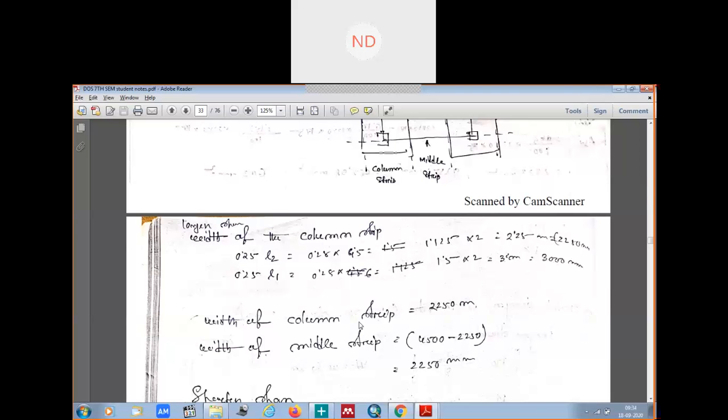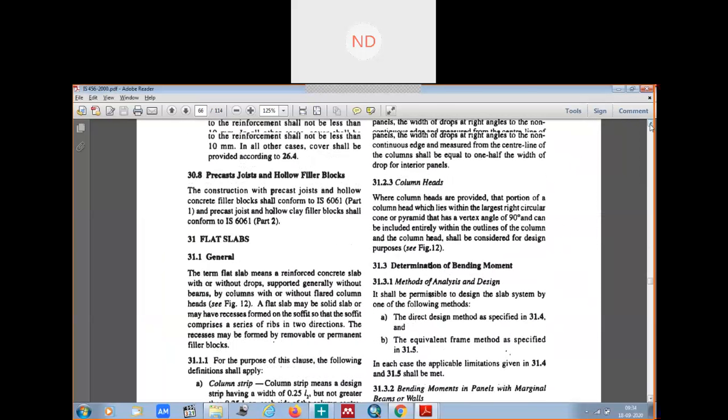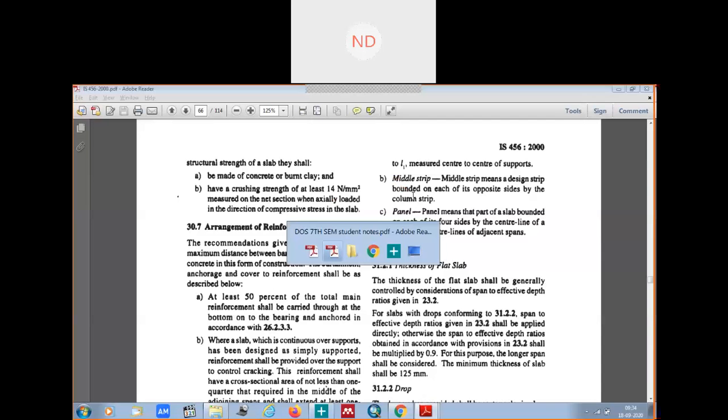Okay. Now when we know this is our column strip, with width 2250, now we can find out the width of the middle strip. In your IS code, all the definitions are also here. What is your middle strip? Middle strip means a design strip bounded on each of its opposite sides by the column strip. That means between the column strips you will have your middle strips. This one.